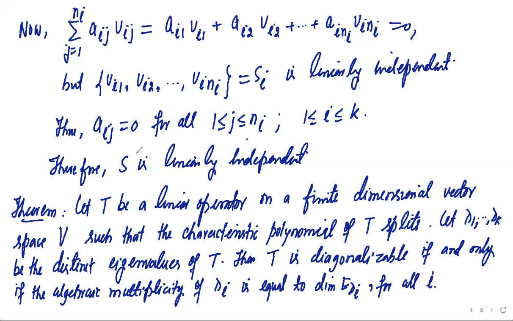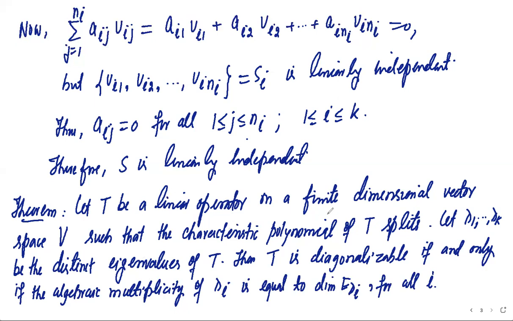Now if the algebraic multiplicity of every lambda i equals the dimension of the eigenspace, and the dimension of the eigenspace is also known as the geometric multiplicity of an eigenvalue. So this theorem states that if the algebraic multiplicity of an eigenvalue equals the geometric multiplicity of the same eigenvalue, then the linear operator T is a diagonalizable linear operator. So for all the distinct eigenvalues, if the algebraic multiplicities and the geometric multiplicities are identical, then such a linear operator has to be diagonalizable.